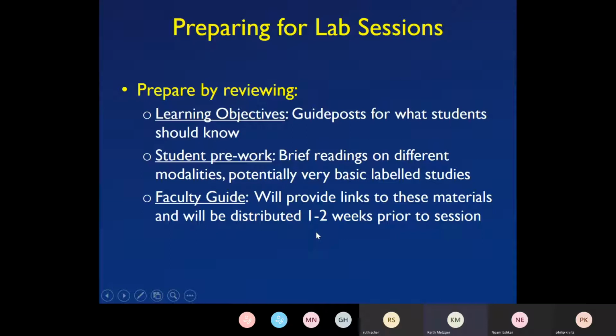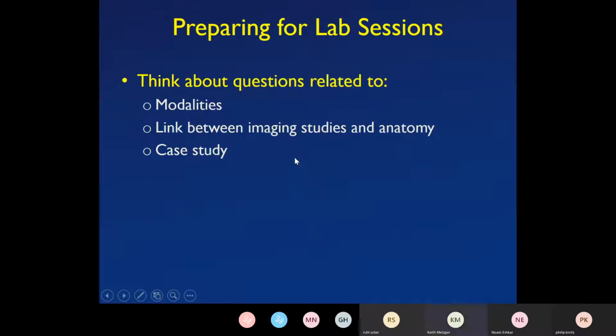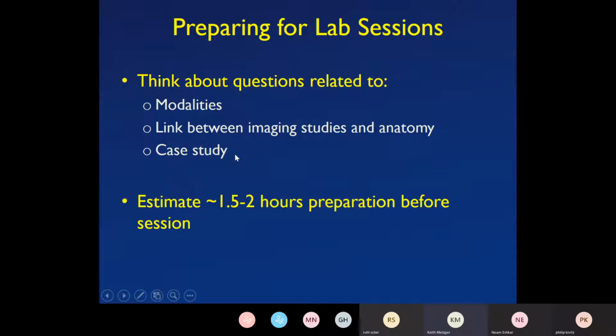Okay, the review should not take us too long. In addition, once you've done that pre-work and you've seen what the study is and given feedback, and we might modify it based on your feedback, I'd like you to think about the questions that you're going to ask. Okay, so write down on a piece of paper the questions related to the modalities, linking between the imaging studies and the anatomy, and questions related to the case study. And it shouldn't take you too long. Really, no more than an hour and a half to 2 hours prep before the session, and potentially less.